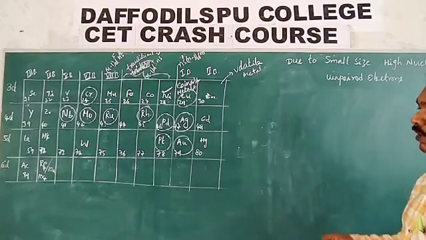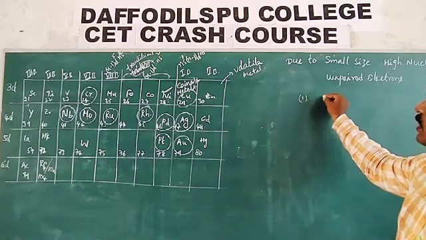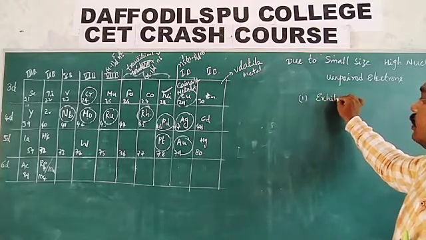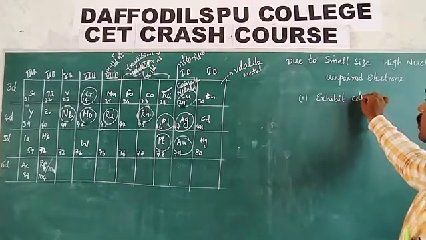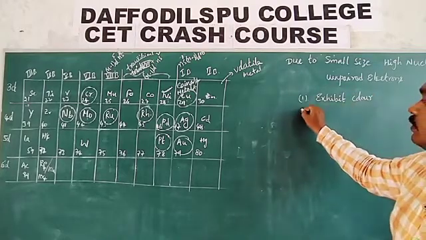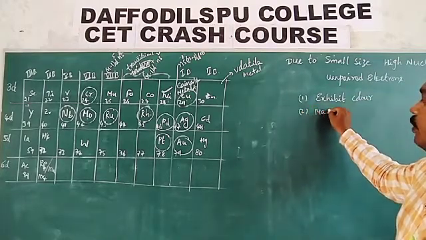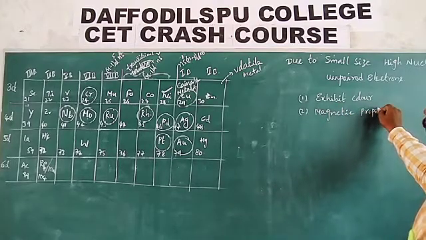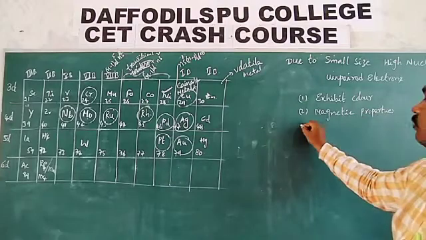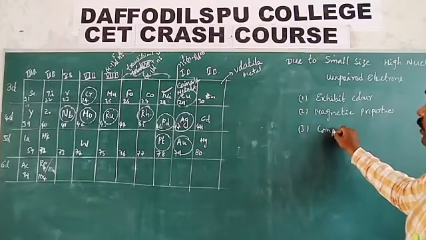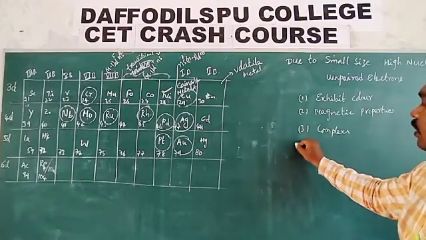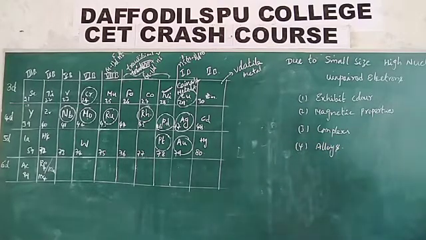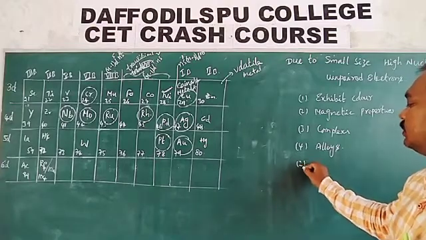Look at those properties. These D block elements exhibit colors. Show magnetic properties. Form complexes. Form alloys. They show variable oxidation states.